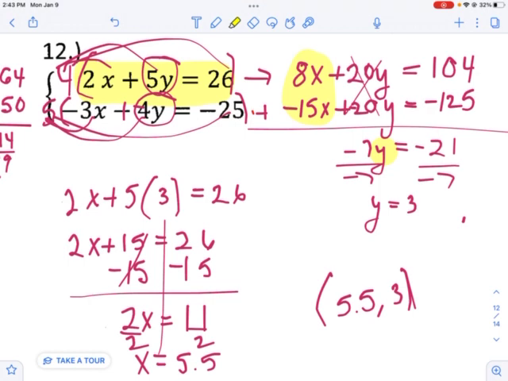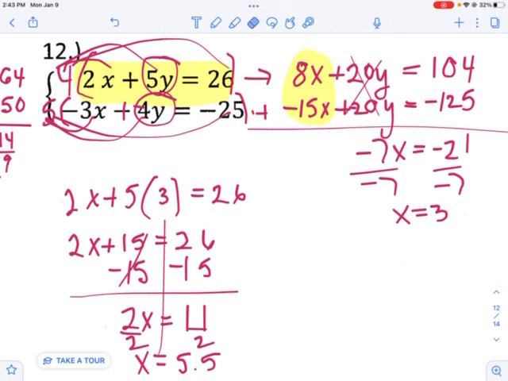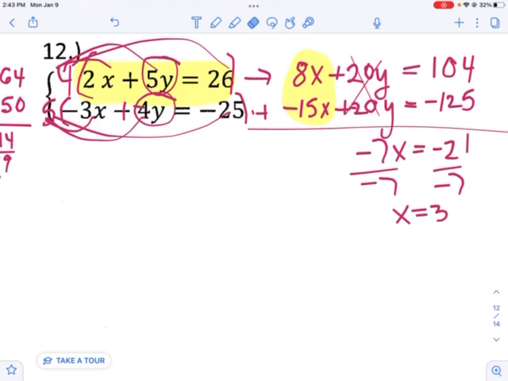All right, so now I'm going to plug 3 in for x. Okay? Instead of y. So now I got 6 plus 5y equals 26. Minus 6. 5y equals 20. All right, these numbers are looking better. Divide by 5, y equals 4. So I have 3 comma 4. And I'm pretty sure that's what it was, 3 comma 4.